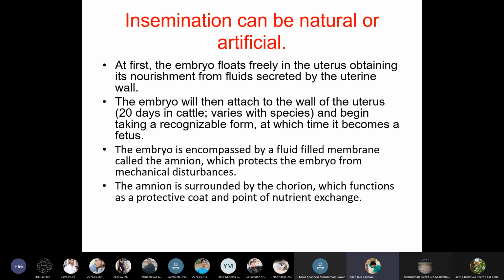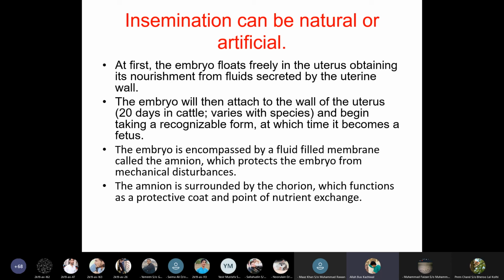At first, the embryo floats freely in the uterus, obtaining its nourishment from a fluid secreted by the uterine wall. The embryo will then attach to the wall of the uterus, in about 20 days in cattle, which varies with the species, and begins taking a recognizable form, at which time it becomes a fetus.